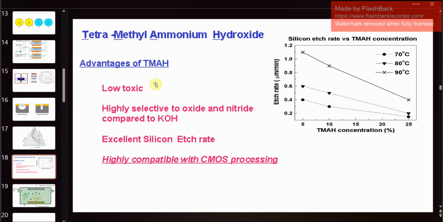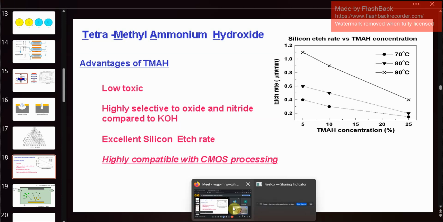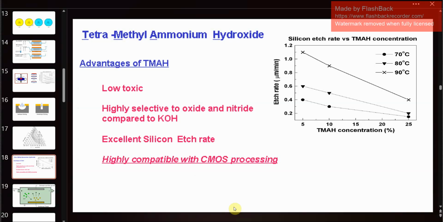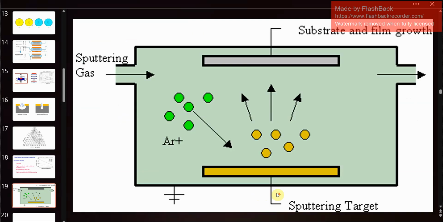To achieve anisotropic etching, you have to go with dry etching only. But this is quite better. It has low toxicity compared to the other chemical etching, so this is also a quite widely used etching process.